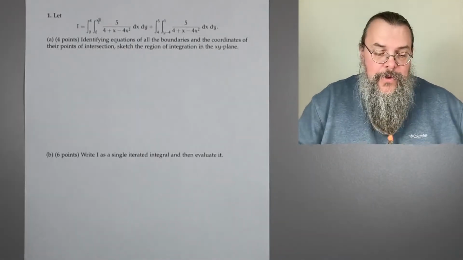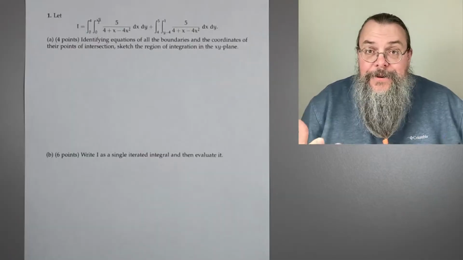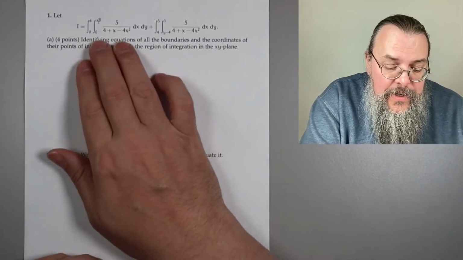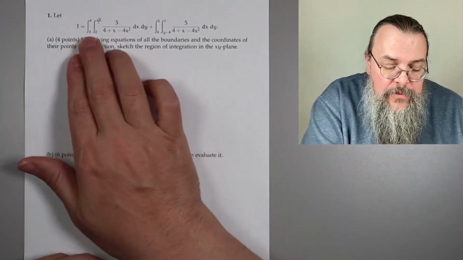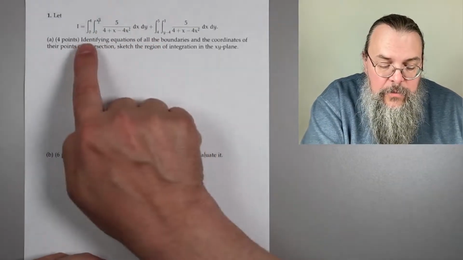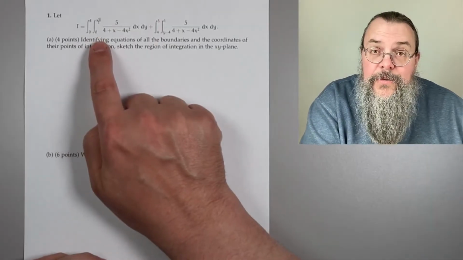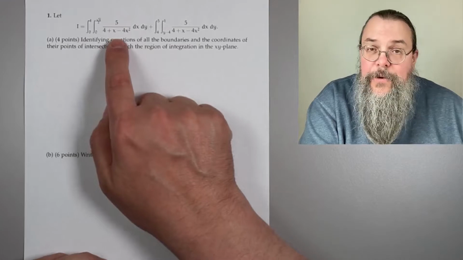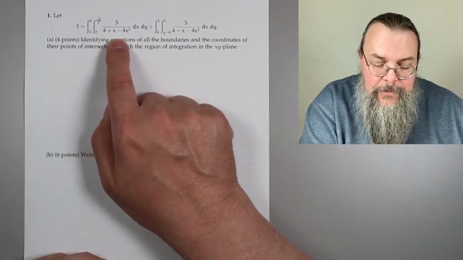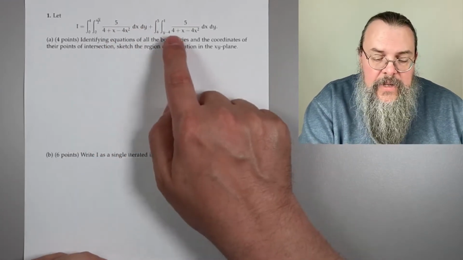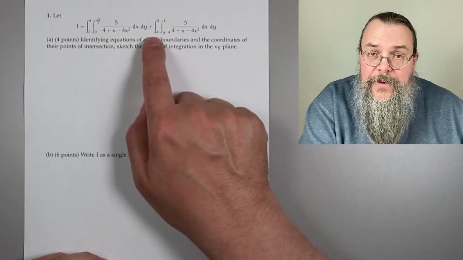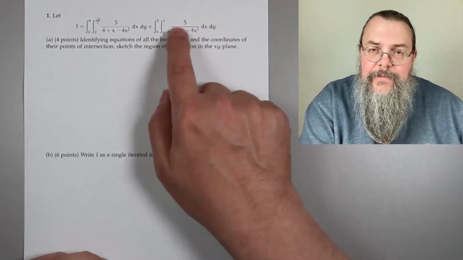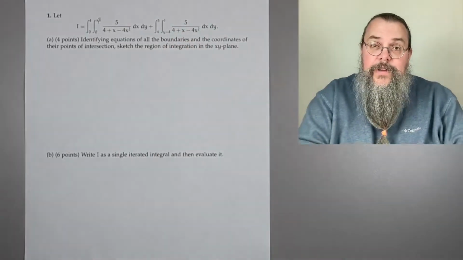Number 1, we have an integral, and it's actually been split up into 2 parts. So the first part is an integral where it says go from 0 to 4, and that's with the y, then go from 0 to root y over 2, that's with the x, of this function 5 over 4 plus x minus 4x squared. The second integral now says go from 4 to 5 with respect to y, minus 4 to 1 with respect to x, and again the same inside, 5 over 4 plus x minus 4x squared.